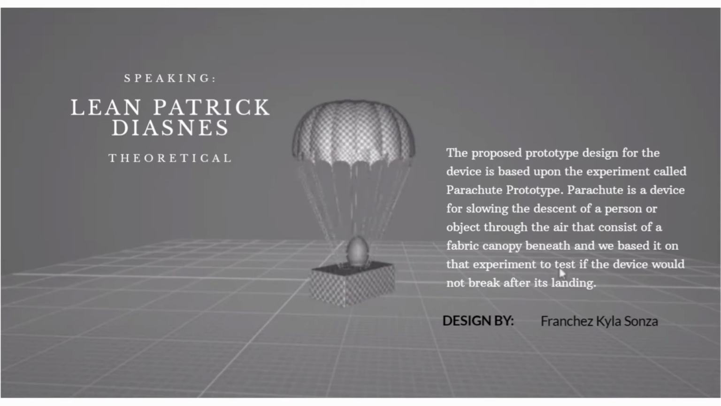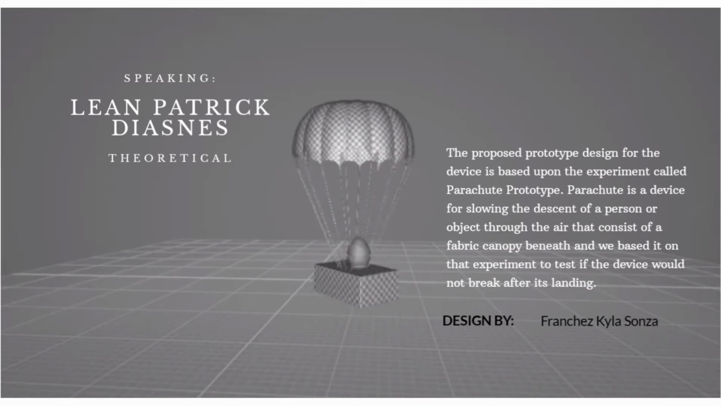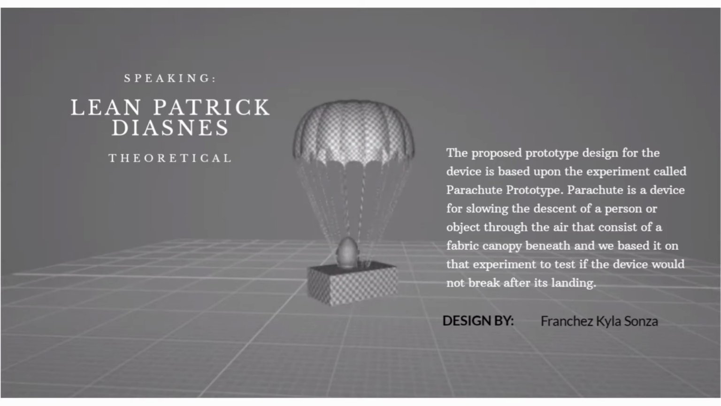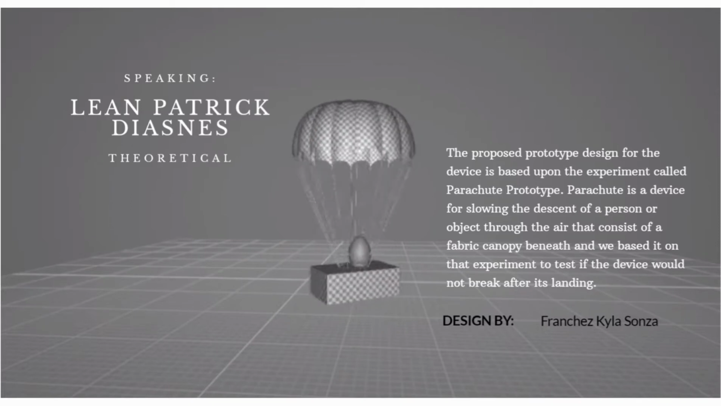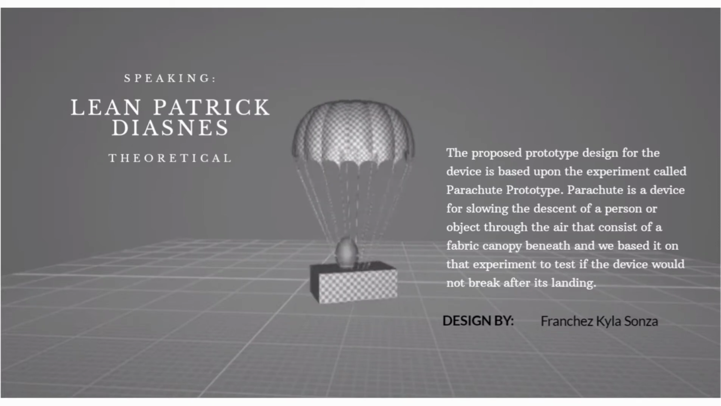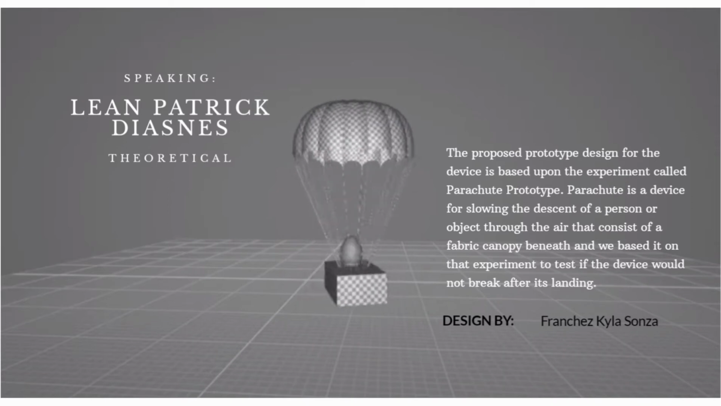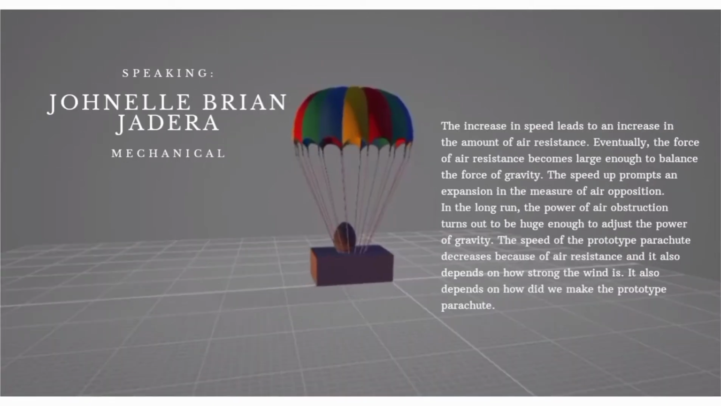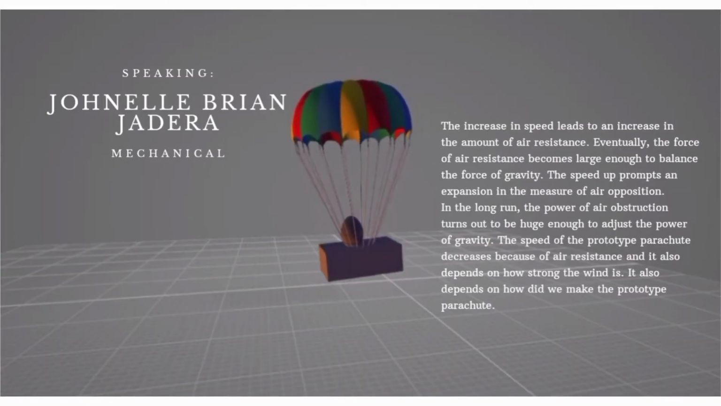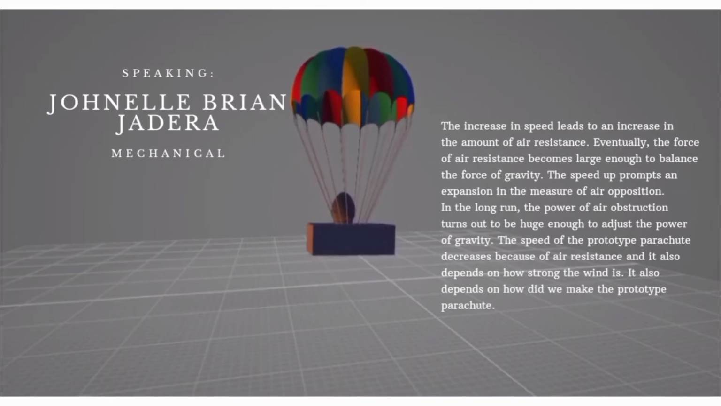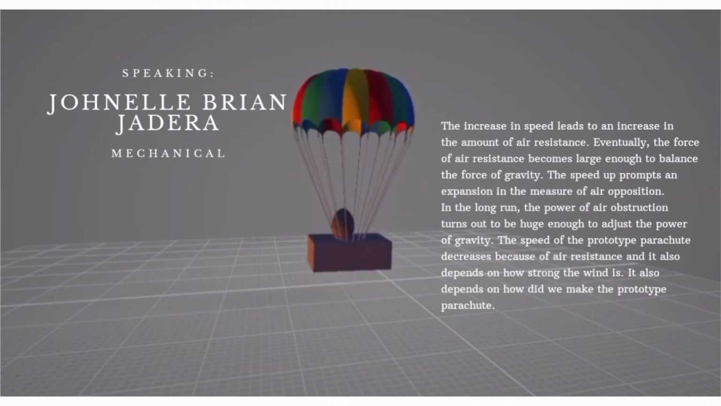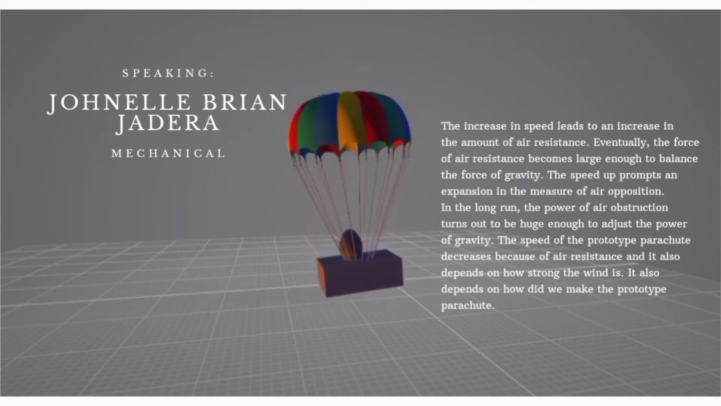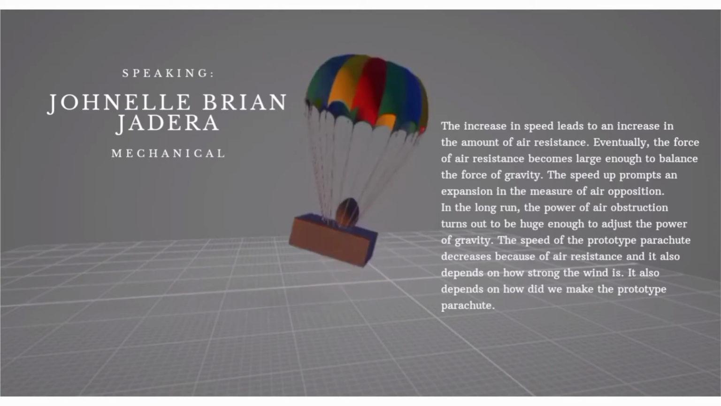The parachute is a device for slowing the descent of a person or object through the air that consists of a fabric canopy beneath which the person or object is suspended. And we based it on that experiment to test if the device would not break after its landing. The increase in speed leads to an increase in the amount of air resistance. Eventually, the force of air resistance becomes large enough to balance the force of gravity.